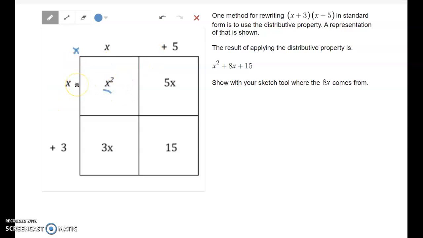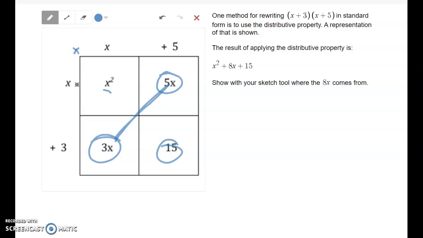Then I have x plus 5 times x, which gives me 5x. And then I multiply the 3 times the x and get 3x, and then multiply 3 times 5 and get 15. That's how they got this x squared plus 8x plus 15. They actually combined it, since they knew that these two were x's, they combined them together to get 8. So showing with your sketching tool where the 8 comes from.